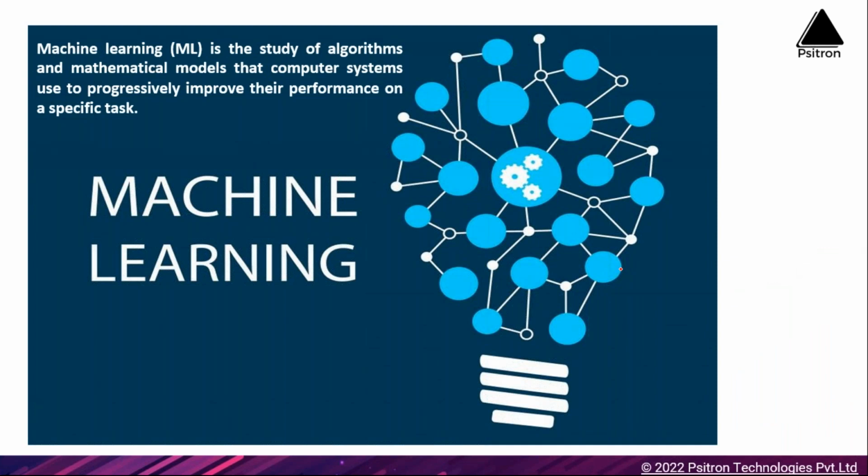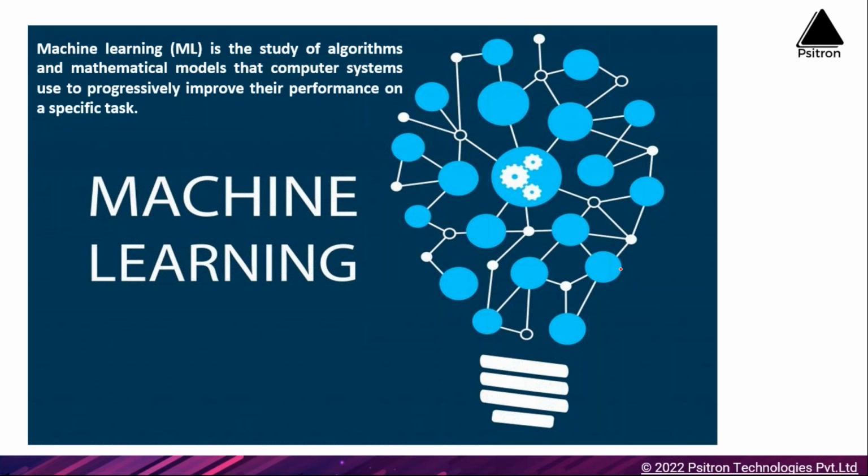But more to come inside. Obviously, that's the simplest way of understanding. But what is the technical definition of machine learning? Machine learning is the study of algorithms and mathematical models that a computer system uses to progressively improve its performance on a specific task. It looks complex, right? It's very simple.